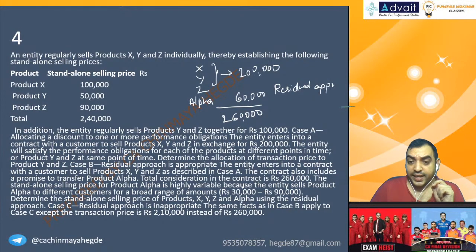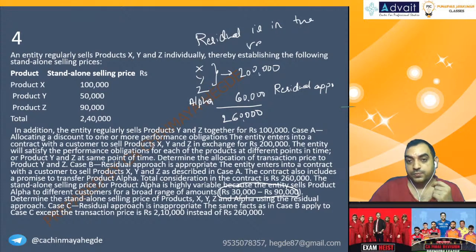And what is the range they are telling? Range is 30,000 to 90,000. So here we say residual approach is appropriate. Residual is in the range. So we say it is appropriate. That is case B.